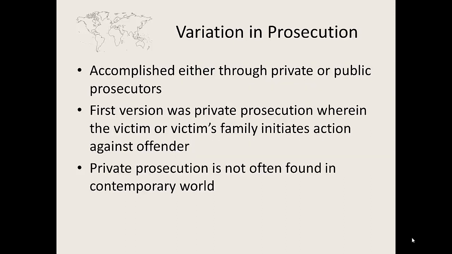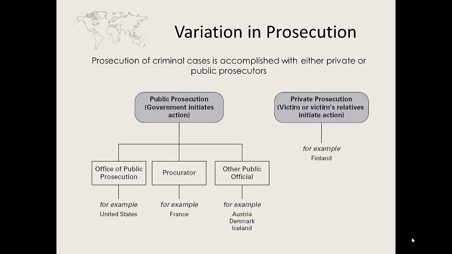We begin with variation in prosecution. For the most part, this is accomplished either through private or public prosecutors. The first version, inevitably, was private prosecution, wherein the victim or the victim's family would initiate the action against the person that they believed was the offender. Private prosecution is not found very often in the contemporary world. There are some examples of it, which I'll mention in a few moments. In fact, we'll just start with that one.